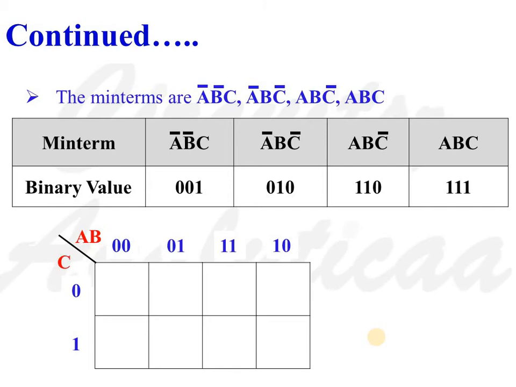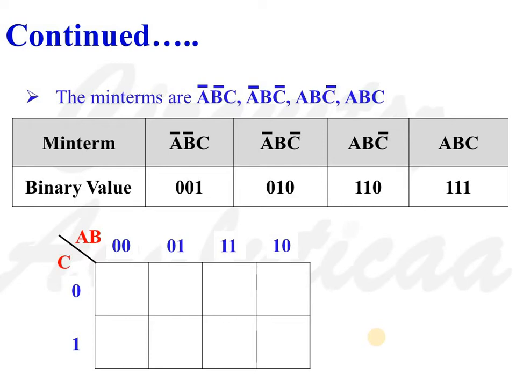For the minterm A bar B C bar, as variable A is present in complemented form, put 0. As variable B is present in true form, put 1. As variable C is present in complemented form, put 0. So for the minterm A bar B C bar, binary value is 0, 1, 0.